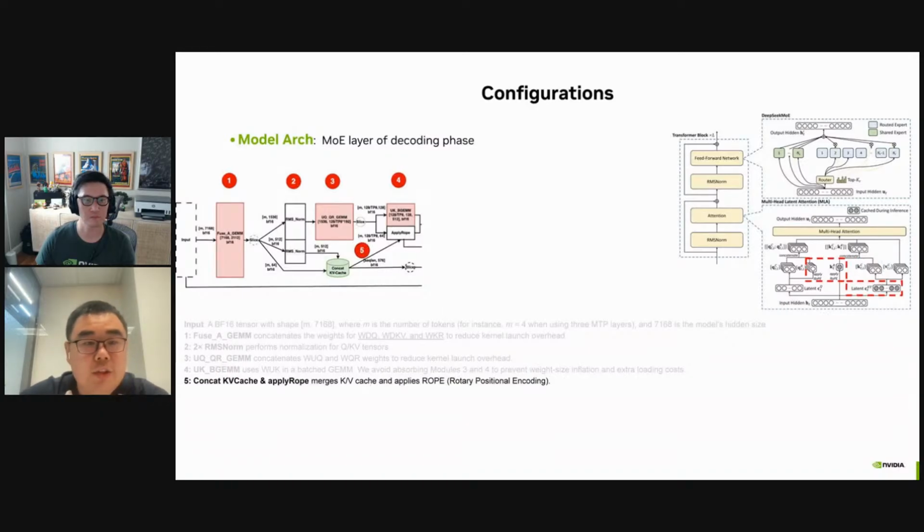And now, let's turn to the KV tensor path. The KV tensor will be concatenated with the WKR path firstly, and then there is a fused applied rope kernel. For this kernel, we merge the KV tensors, the K tensors applied rope, and the query tensors applied rope together to reduce the kernel launch latency.